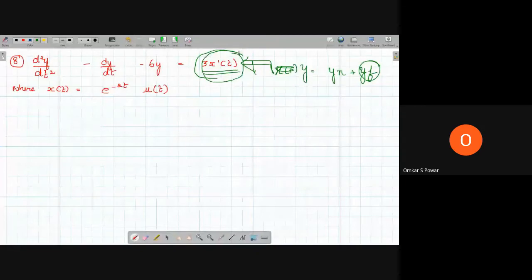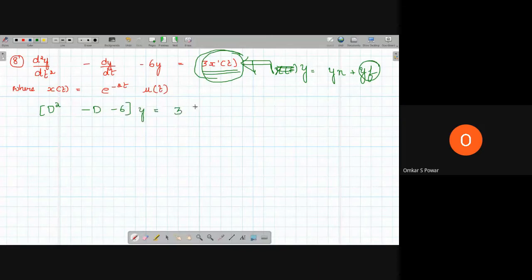Okay. Now, what is our first thing to do whenever this kind of problem is given? So we will simplify and write. Okay. So d square y by dt square. So d square minus d minus 6, keep this y outside, is equal to 3 into x dash of t. So what is x dash of t? It is the differentiation of x of t.